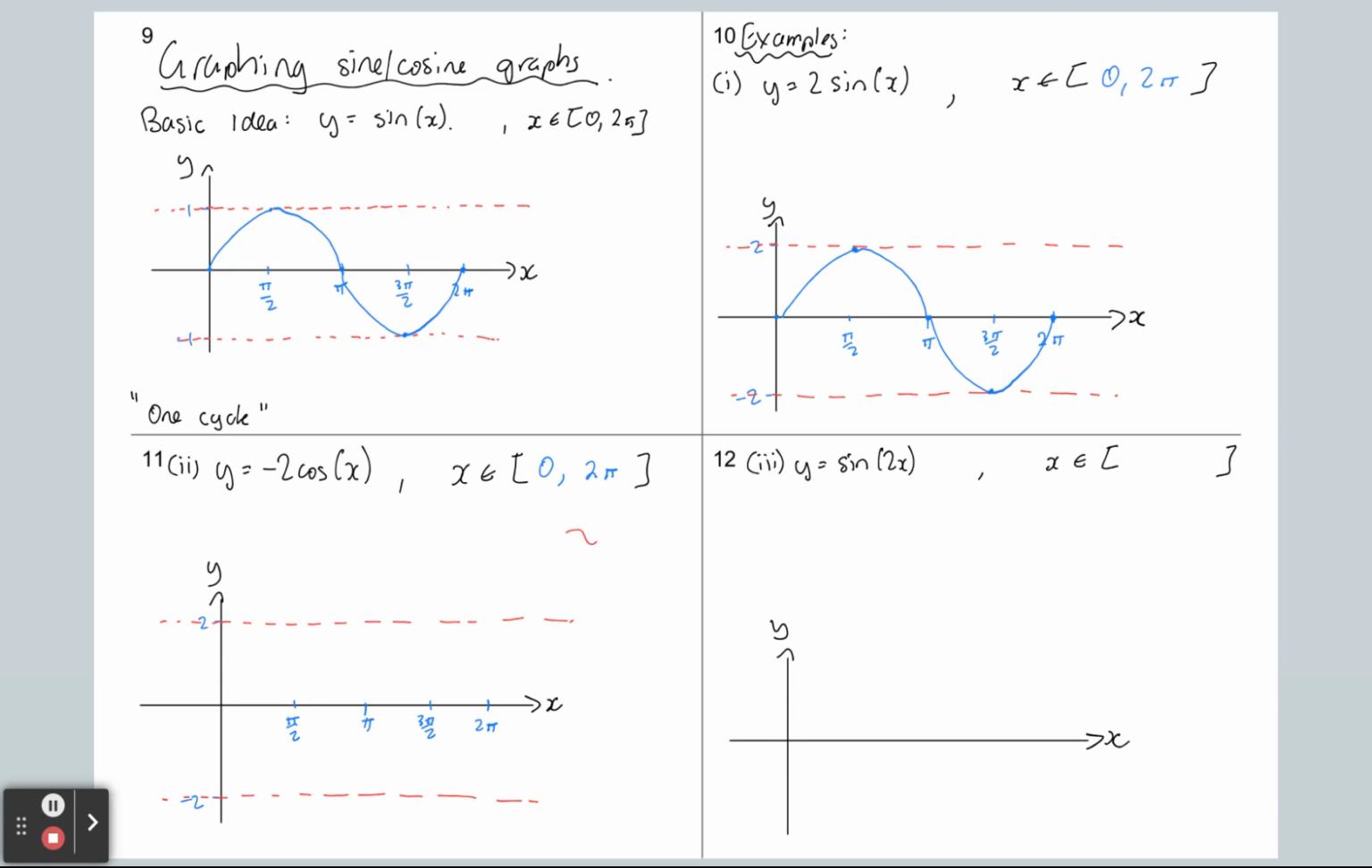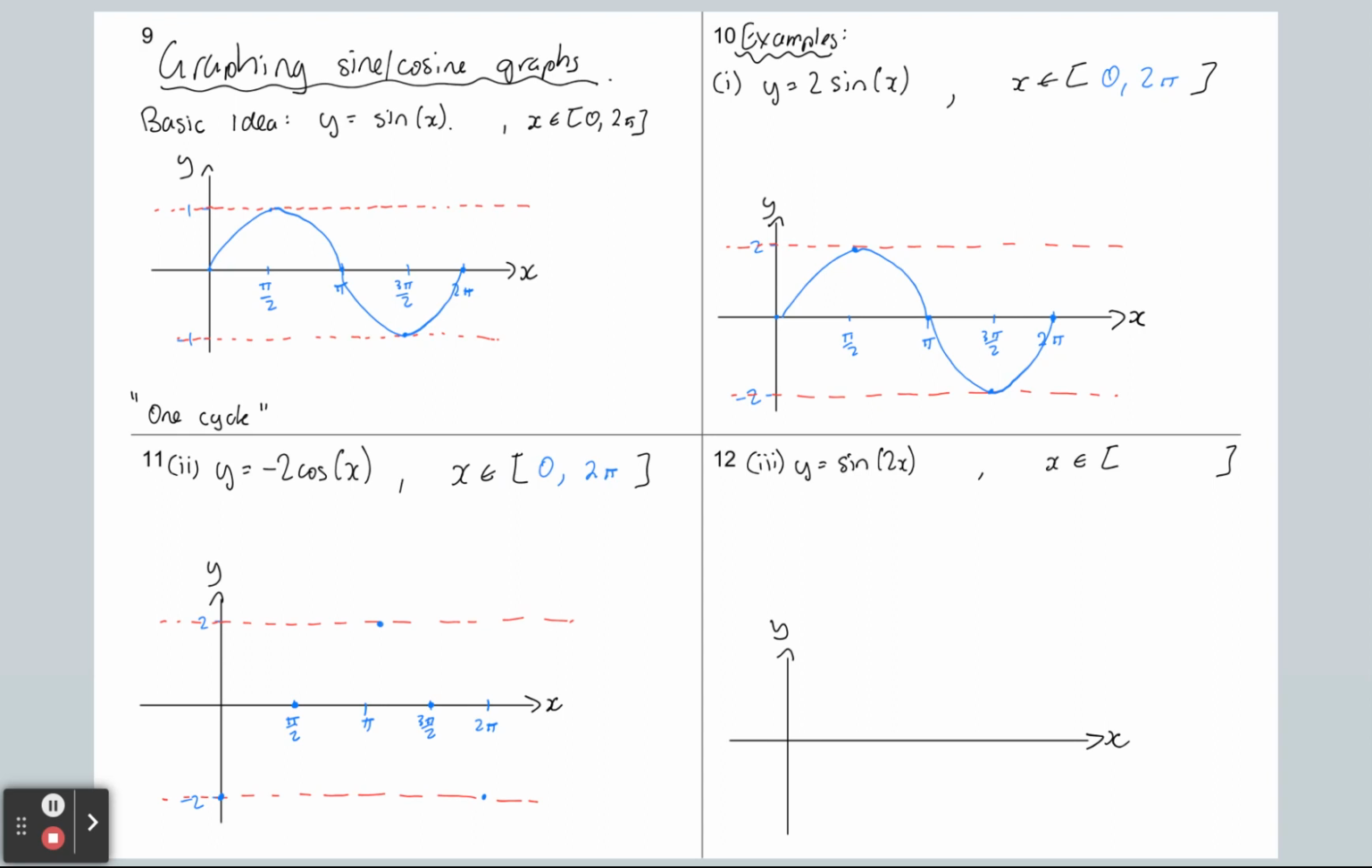So a cosine graph goes like this. So we're going to have to go like that instead. So instead of starting here at 2, we're going to start at -2. So I draw that in. And then next I'm going to be here. And then next I'm going to be up here. Then next I'm going to be here. And finally I finish down here for 2 pi.